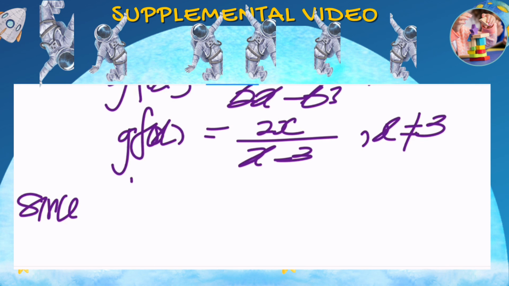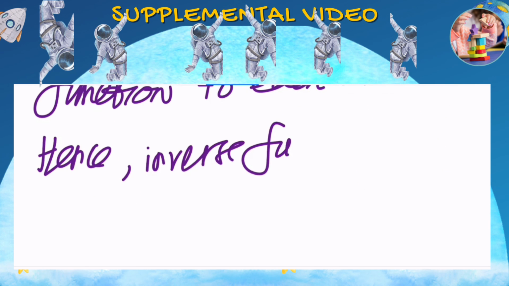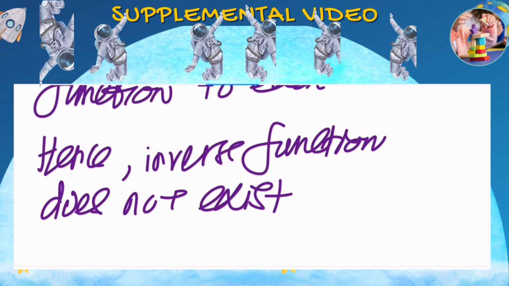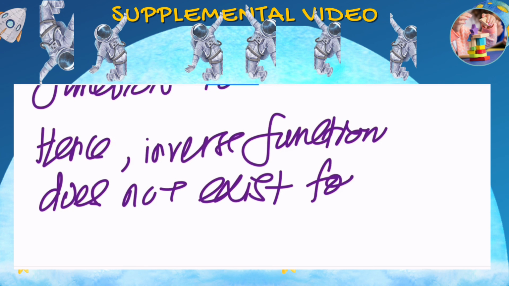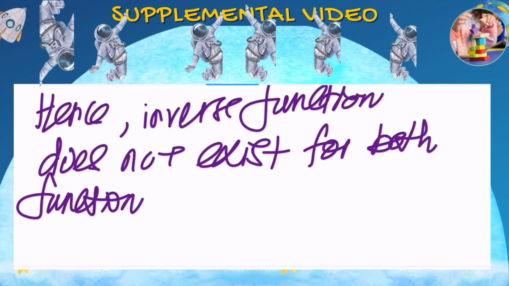Since f(g(x)) is not equal to g(f(x)), hence the inverse function does not exist for both functions, due to fg not equal to gf.